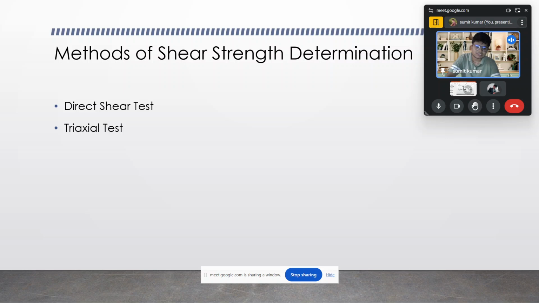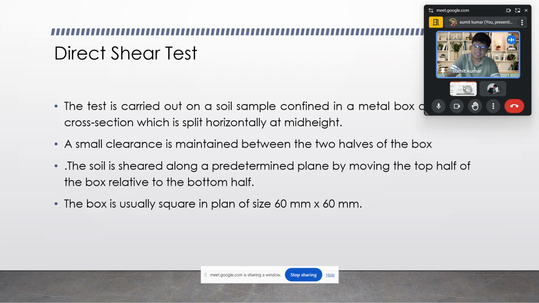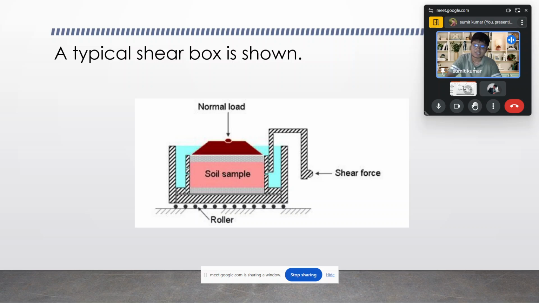Now we talk about the two tests primarily, that is the direct shear test and the triaxial test. The direct shear test is a test in which the failure plane is already known, in which a small clearance is maintained between the two halves of the box through which the failure is going to take place, and the box is usually a square plane of 60 mm by 60 mm. A typical shear box is shown in the following figure, where we can see the shear force, the normal load applied, and the roller, and the failure plane could be seen in the middle of the section where the soil sample is retained. In the horizontal cross section we can see the gap, which is the plane from which the failure takes place in this test.